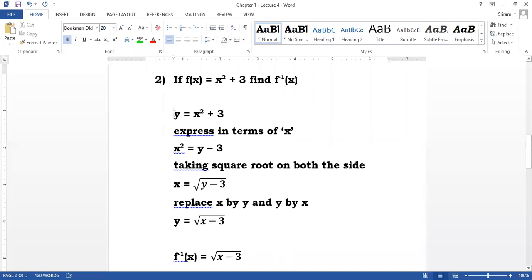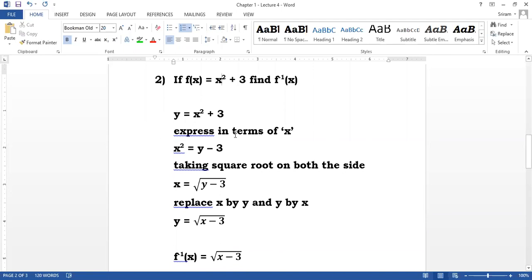You can take y, you can take m. Other than x, you can take any alphabet. You can take A, B, C, anything. It is up to you. y is the equation form, so we are taking it as y. Then I am going to express in terms of y, that is opposite. y is equal to x squared plus 3.